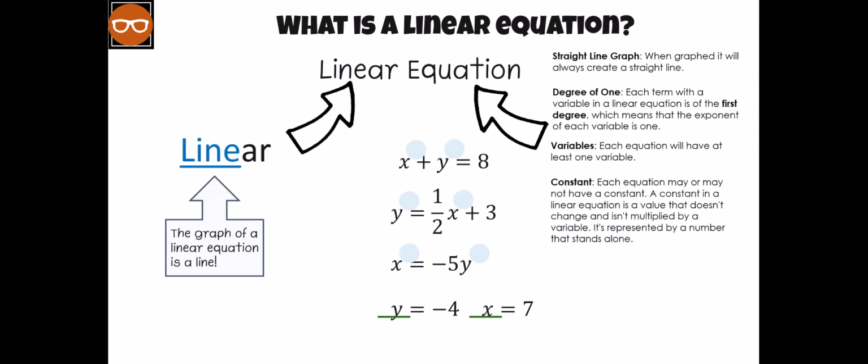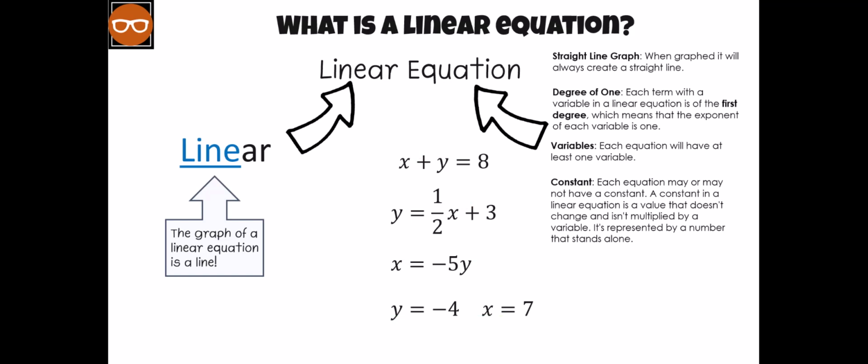Constant. Each equation may or may not have a constant. A constant in a linear equation is a value that doesn't change and isn't multiplied by a variable. I like to say it's not hooked to a variable. It's represented by a number that stands alone.